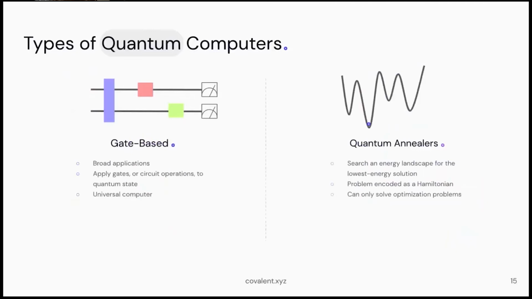Okay, so there's two main types of quantum computers. We're going to be dealing with gate-based computers in the tutorial today, but there are also quantum annealers. So gate-based computers have more broad applications. They apply gates or quantum circuit operations to your quantum state or your qubit, and they're a universal computer. Now, quantum annealers can answer a pretty narrow range of problems, so they answer optimization problems. And what they do is they search an energy landscape encoded as a Hamiltonian, looking for the lowest energy solution. So for example, if you're trying to optimize a cost function, you can encode that into a quantum annealer, and that can find something close to the minimum of your cost function.